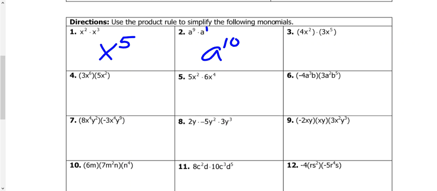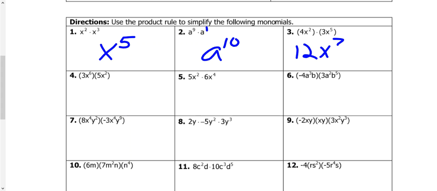For number 3, we have 4x squared times 3x to the 5th. What we do with those numbers in front, the coefficients, is we just multiply them like we would normally. So 4 times 3 would be 12. x to the second power times x to the fifth power, we add those together. That would give us x to the 7th. So there is our answer.